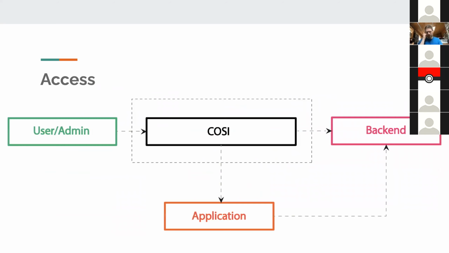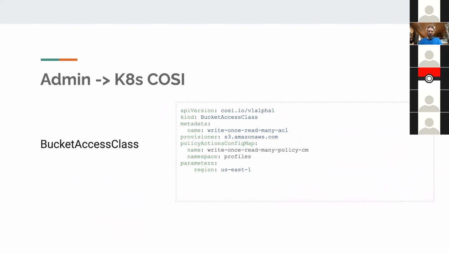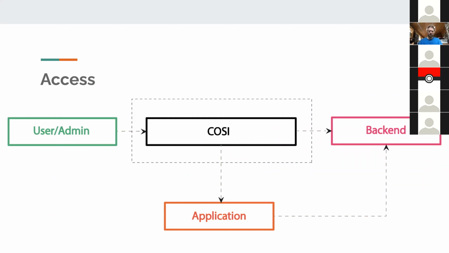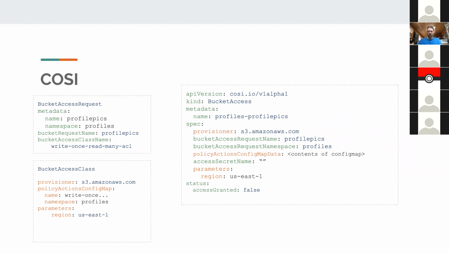Oh, just jump a step. Yeah. So using the bucket access request and the bucket access class, COSI then figures out and copies over the fields from those two objects into a bucket access resource. I've represented the bucket access request and the bucket access class on the left-hand side. The ones tagged with the green keys are the request fields that I've copied into bucket access, and the orange ones are the access class fields copied here.